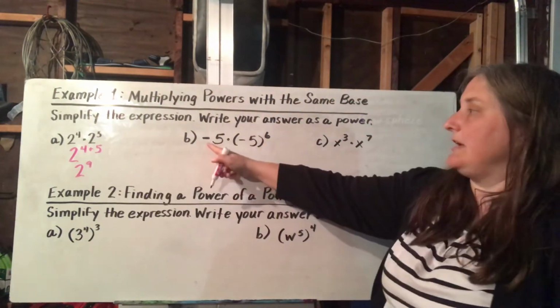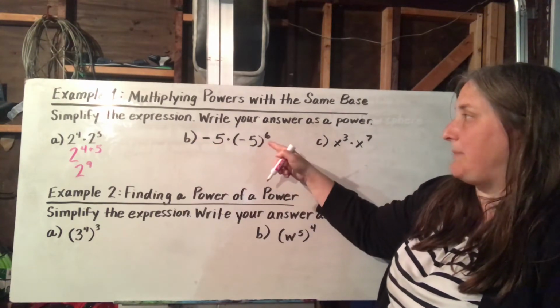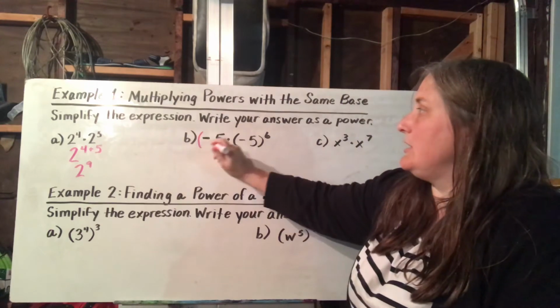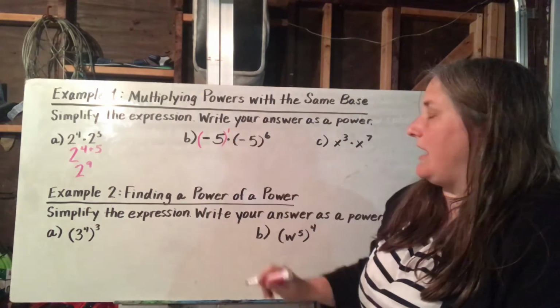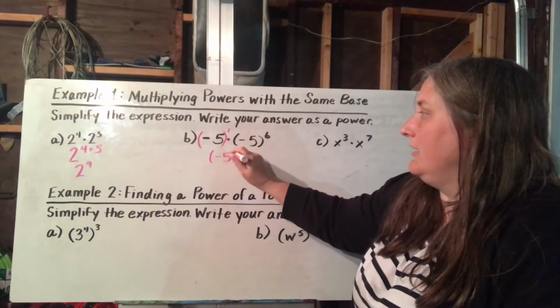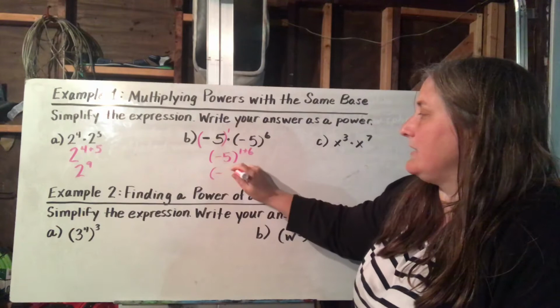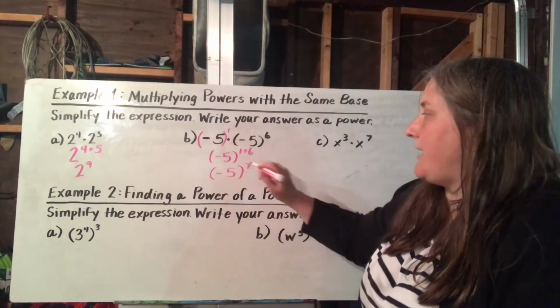Here, if I'm multiplying a single -5 and then -5 to the sixth power, this is really 1 -5. So I have -5, and I can add my exponents. So I'll be doing -5 to the seventh power.